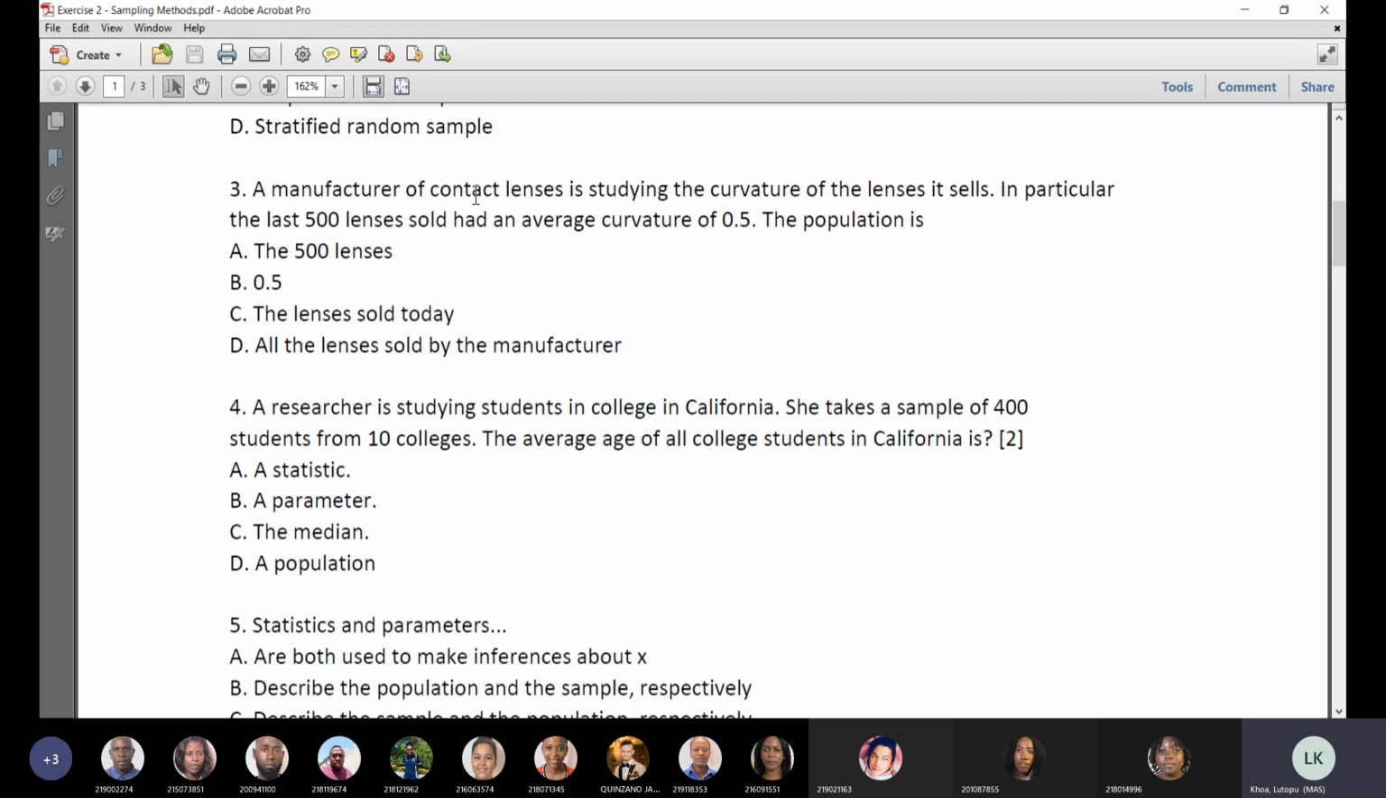A manufacturer of contact lenses is studying the curvature of the lenses it sells. In particular, the last 500 lenses sold had an average curvature of 0.5. The population is, so this is what we did on Monday, identifying what the population is. Is it the 500 lenses? Is it 0.5? Is it the lenses sold today? Or D, all the lenses sold by the manufacturer? So when we want to, yes, go ahead.